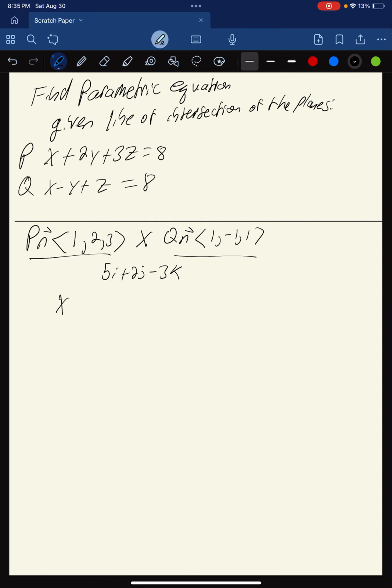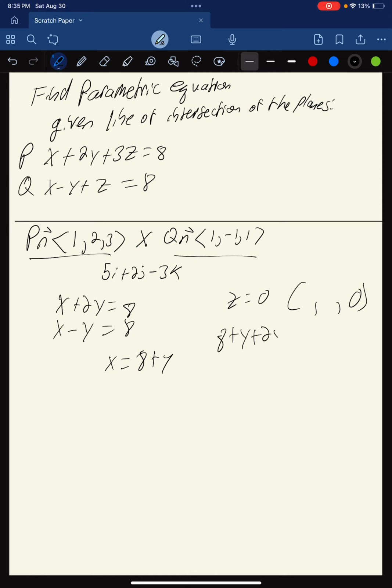Now we just have to solve the system of equations that we were given at the beginning, which is these two. I'm going to start by setting z equal to 0, since the 3 and the 8 don't look too good. So let's get rid of the z, and these will both just be equal to 8. Let's say x is equal to 8 plus y. So 8 plus y plus 2y is going to be equal to 8. So this will be 8 plus 3y equals 8. These cancel, so y is equal to 0.